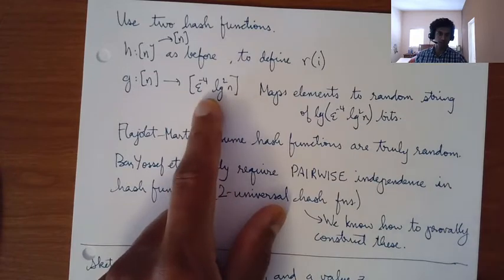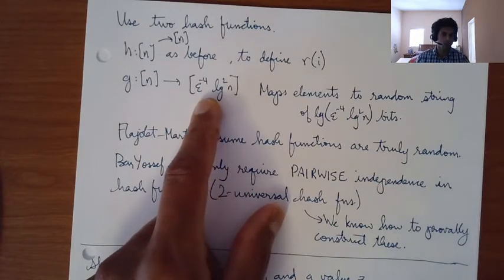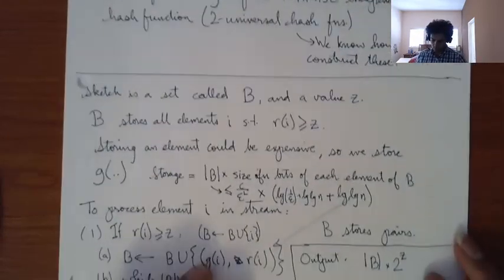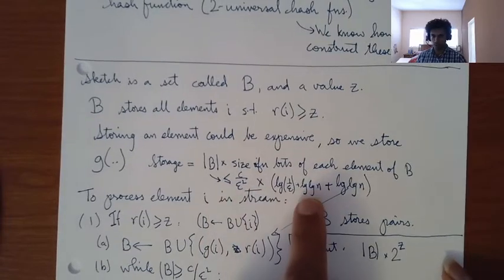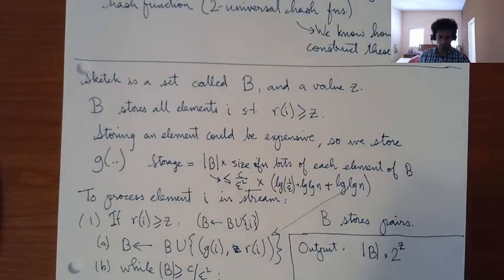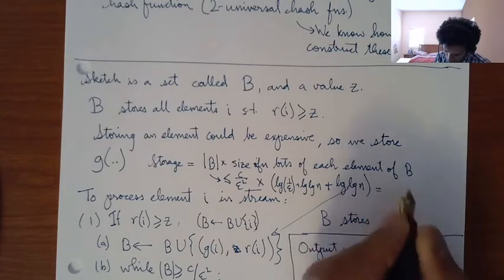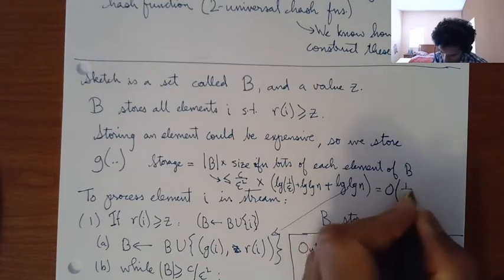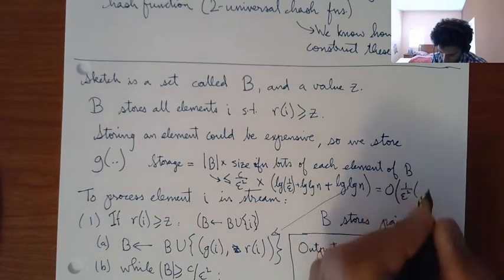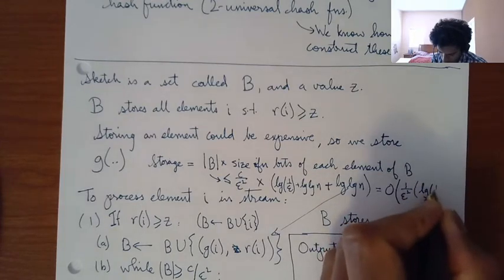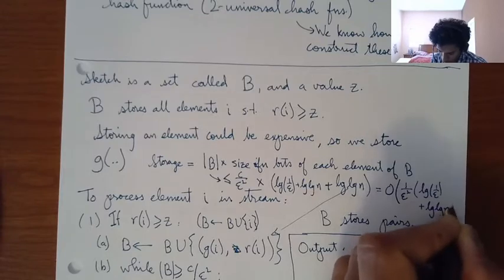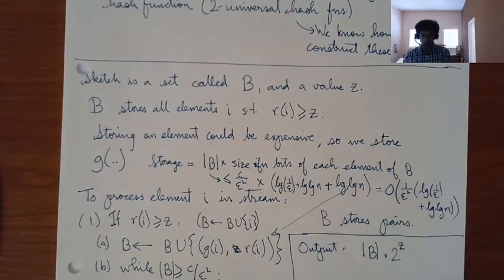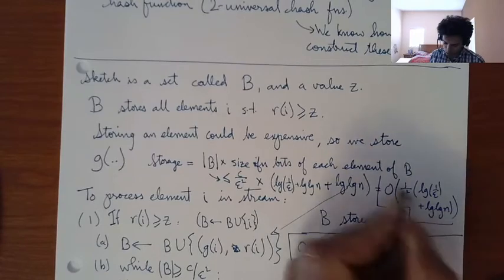So again, it's log n plus log 1 over epsilon. And so we get 1 over epsilon square times log 1 over epsilon, and a 1 over epsilon square times log n, right? So what we get is essentially O of 1 over epsilon square times log 1 over epsilon plus log n. This is what we get in the end. So this is the storage as promised.